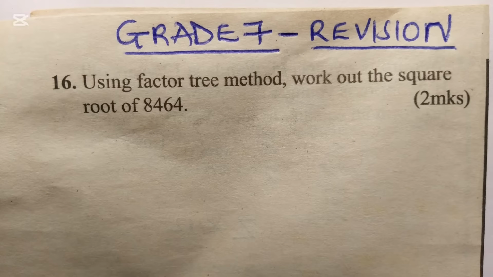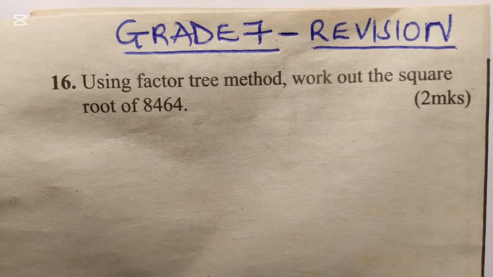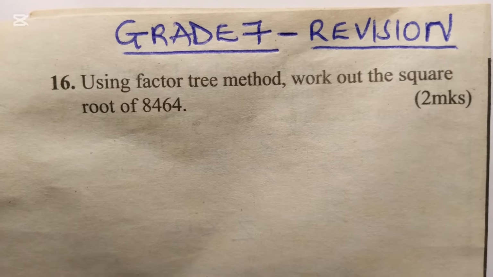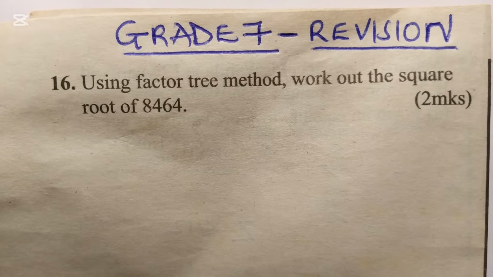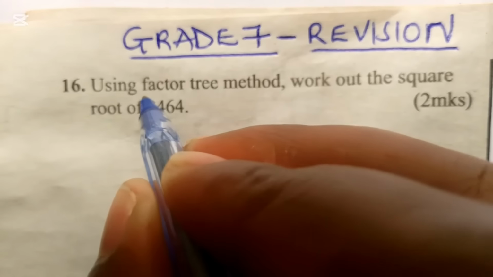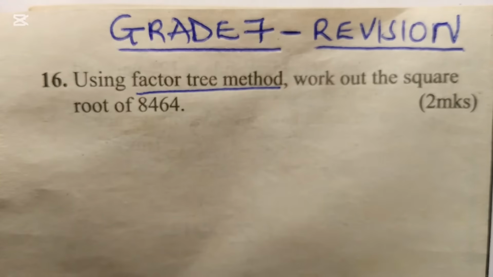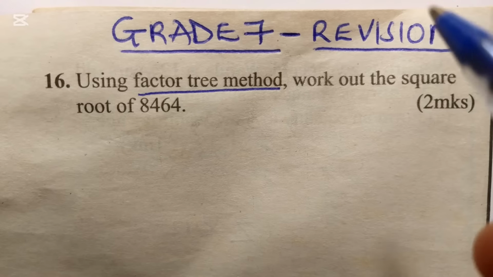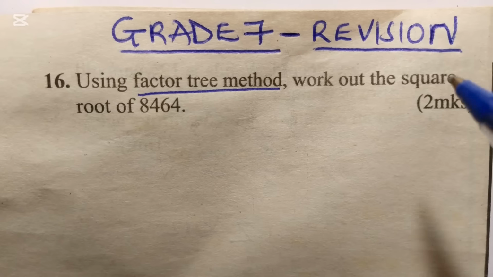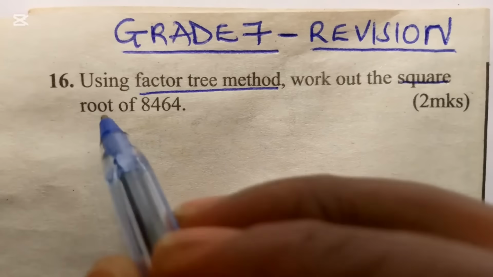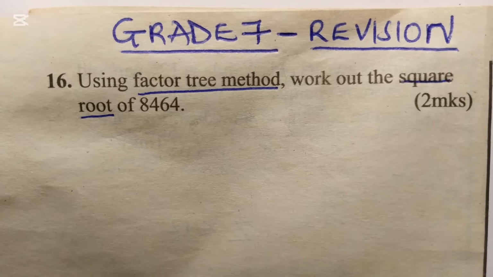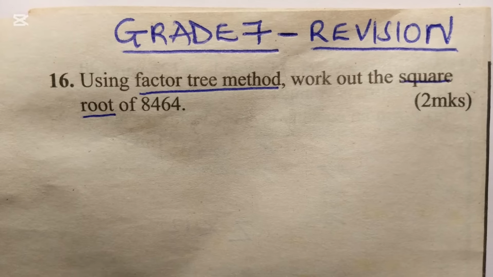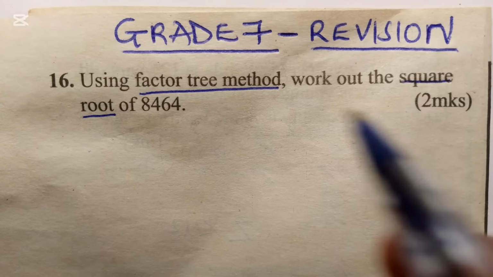Using factor tree method, work out the square root of 8,464. So, the keyword in this question is factor tree method. Factor tree method, not any other method. And what are we looking at? Square root. So, a factor tree method is done in this manner.